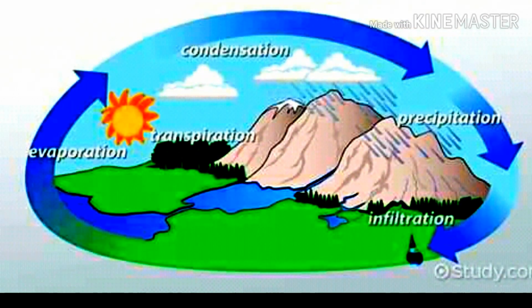There are 5 main stages in the water cycle. They are evaporation, condensation, precipitation, infiltration, and transpiration. Let's look at each of these stages. Evaporation. This is when warmth from the sun causes water from oceans, lakes, streams, ice, and soils to rise into the air and turn into water vapor.